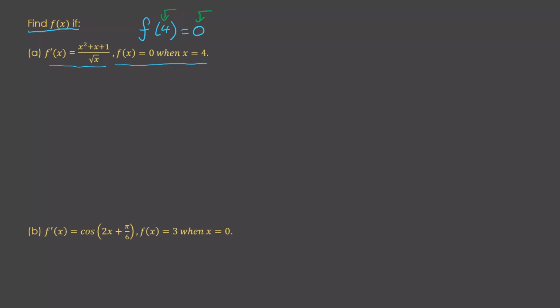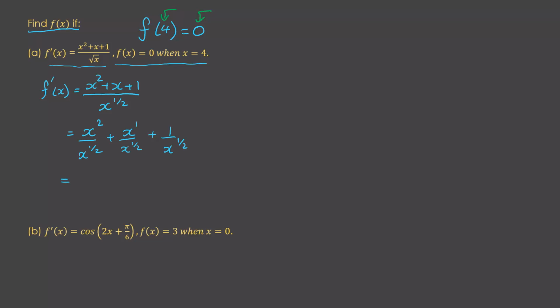So, let's just think about that. So that is going to be x squared plus x plus 1 over root x, which of course is x to the half. That means it's x to the power of 2 over x to the half, plus x to the 1 over x to the half, plus 1 over x to the half.